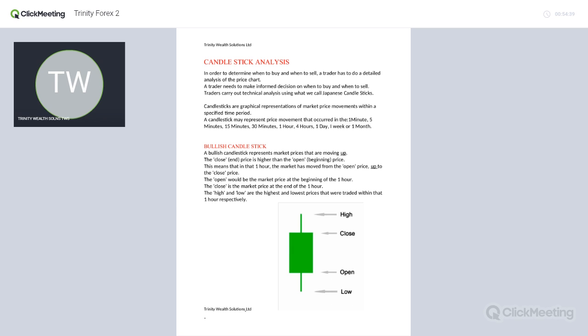So we said we do our analysis using the Japanese candlestick. In order to determine when to buy and when to sell, a trader has to do a detailed analysis of the price chart. A trader needs to make an informed decision on when to buy and when to sell. So we carry that out using the Japanese candlestick. And also in your analysis, as we discussed yesterday, you decide where to place your stop loss and your take profit.